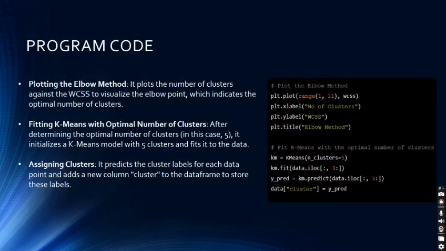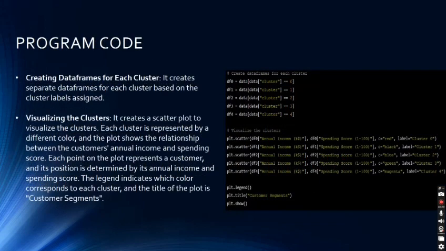Then plotting the elbow method. It plots the number of clusters against the WCSS to visualize the elbow point, which indicates the optimal number of clusters. Fitting K-means with the optimal number of clusters. After determining the optimal number of clusters, it initializes a K-means model with 5 clusters and fits it to the data. Assigning clusters. It predicts the cluster labels for each data point and adds a new column, cluster, to the data frame to store these labels.